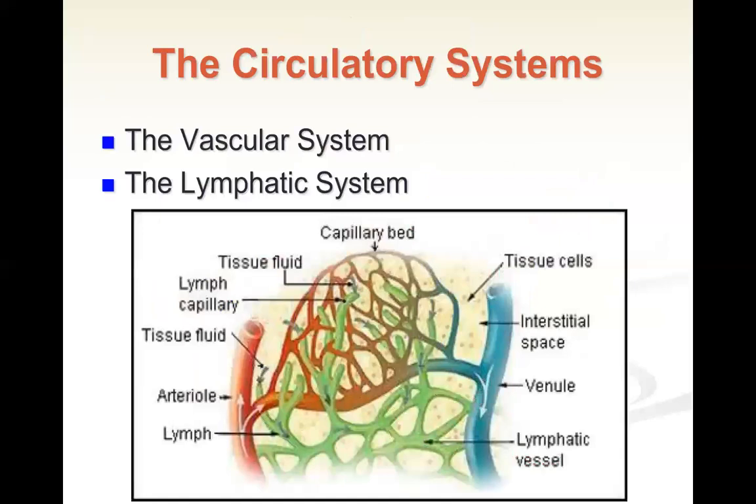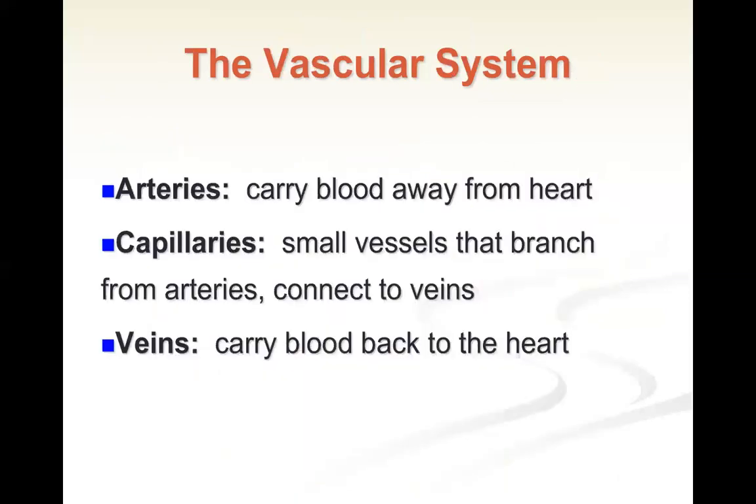Circulatory systems. So we have our vascular system, which is our blood, and we have our lymphatic system, and we'll talk about these a little bit. Our vascular system involves arteries, capillaries, and veins. I always thought about art as away from the heart. So arteries carry blood away from the heart. Veins carry blood back to the heart, and capillaries are the smallest of vessels that branch out from the arteries and connect them to the veins, not the brains.